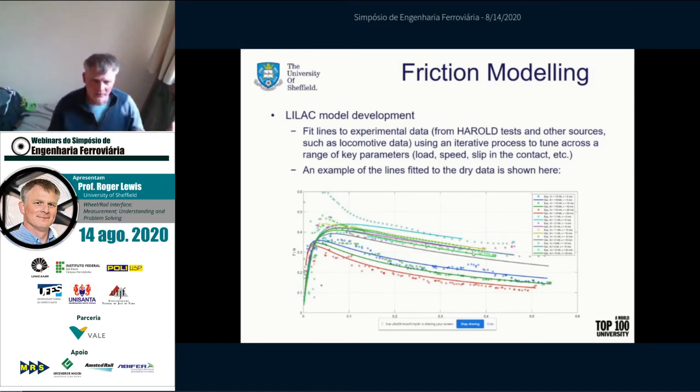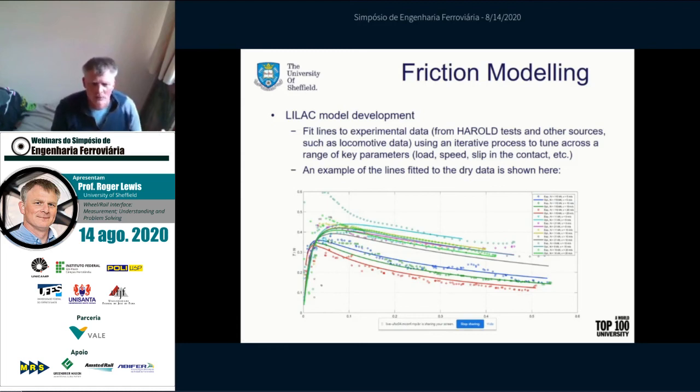So we have all the data. How do we turn it into a model? Well, this is where we started our parameterization process. I'm not going to go too much into the detail here. If people are interested, they can certainly follow up with me. This is the dry data, but obviously we did it for the leaf data as well.